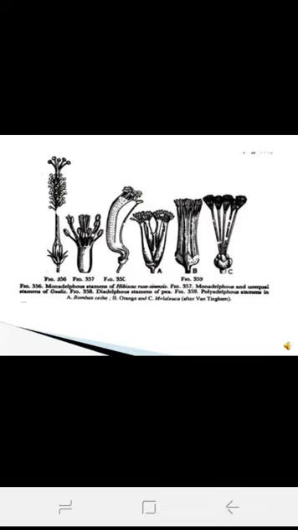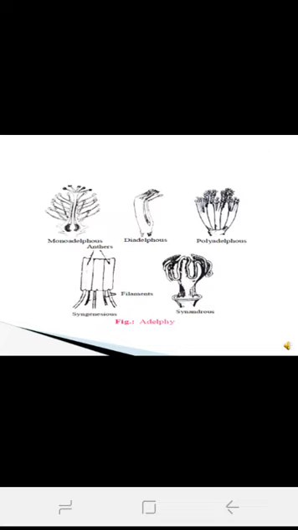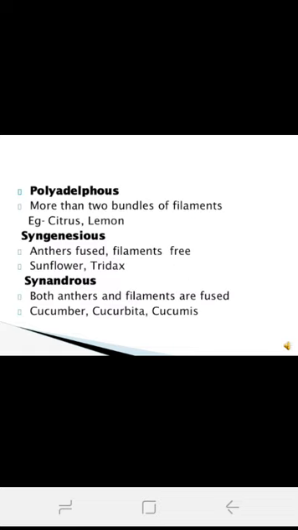This picture clearly explains monadelphous, diadelphous and polyadelphous. Here you can see the other two patterns also, that is syngenesious and synandry. Polyadelphous condition means more than two bundles are fused. Syngenesious means anthers are fused but filaments are free. Synandry means anthers and filaments are fused, the whole stamen is fused. In syngenesious only anthers are fused, filaments are free. Syngenesious is a common feature of the Asteraceae family. Synandry is a common feature of the Cucurbitaceae family.